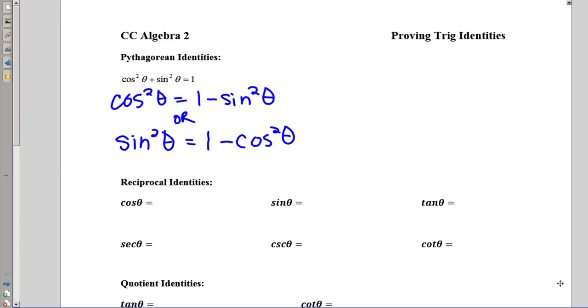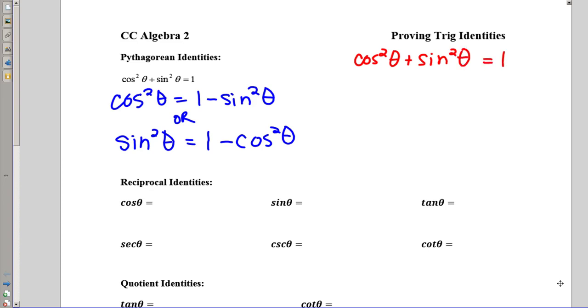So you have those options where you can rewrite them, which may be helpful as we go through when we start doing some proofs over the next couple of days. You can also take cosine squared plus sine squared equals 1 and transform it into two other Pythagorean identities. So one of them would be created by taking the original cosine squared plus sine squared equals 1.